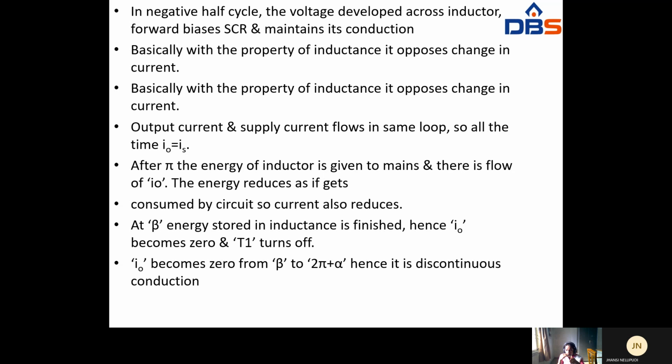Output current and supply current flow in the same loop. Okay, so all the time I naught equals IS. Okay. After pi, the energy of the inductor is given to the mains and there is a flow of I naught, and the energy is reduced as it is consumed by the circuit. So the current also reduces. At beta, the energy stored in the inductance is finished. Hence I naught becomes 0 and T1 is turned off. I naught is 0 from beta to 2 pi plus alpha. Hence it is a discontinuous conduction mode.